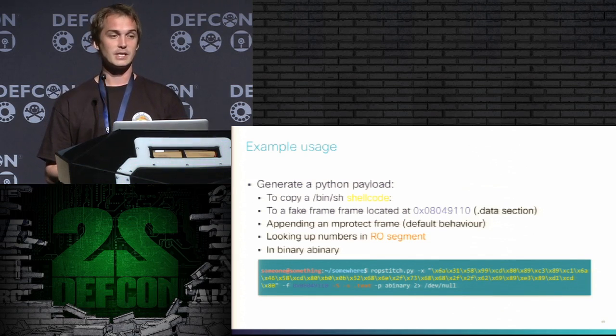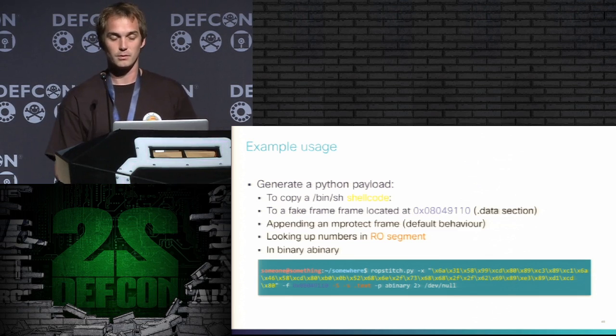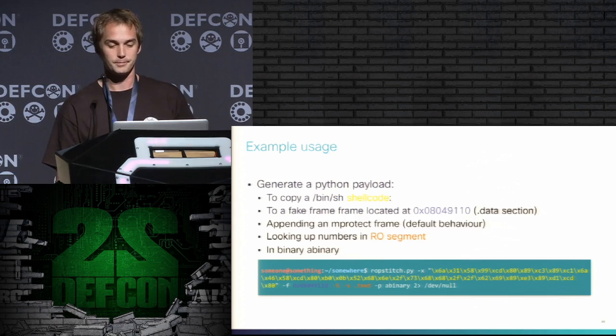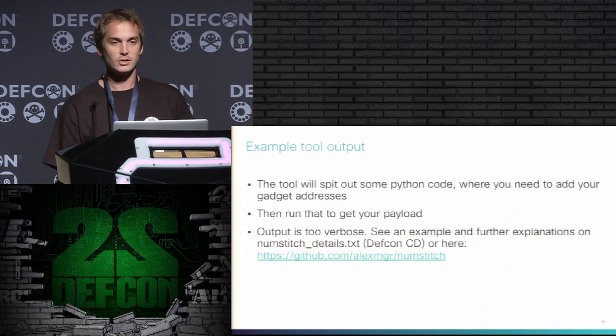An example usage is to copy a binsh shellcode to a fake frame located in the data section, putting an mprotect frame and looking up segments in the read-only segment in a binary. You end up with this command, and all this will spit out a bunch of Python code which, once run, will generate your shellcode. I didn't put the output on the slides because it's pretty verbose and it's just a bunch of code which isn't very interesting. I put it on the CD though, and I've got an example on GitHub if you want to have a look at it.